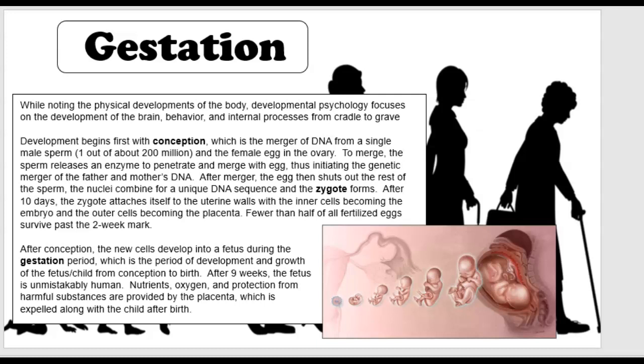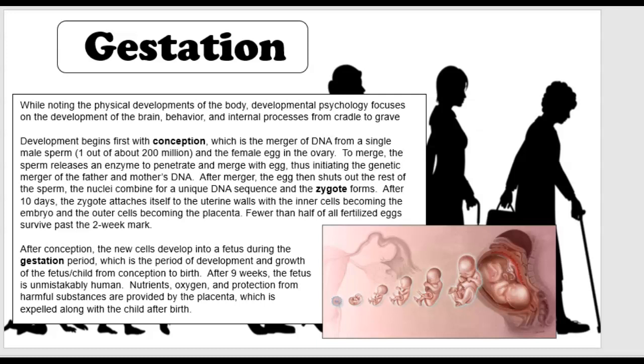So development begins with conception. That's how we create a human being, right? So the merger of DNA from a single male sperm and a female egg in the ovary, they merge. The sperm releases enzymes, penetrates, and merges with the egg, initiating the genetic merger of father and mother's DNA. After the merger, the egg shuts out the rest of the sperm, and the nuclei combine with a unique DNA sequence, and the zygote forms.